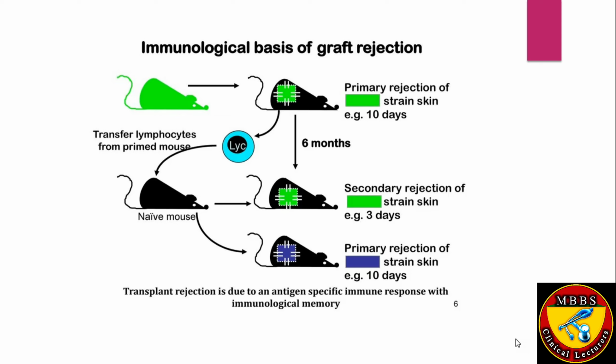This is the immunological basis of graft, that is how the graft is rejected. For example, just for understanding the concept, we have taken a green strain mouse and a black strain mouse. We took a tissue, or graft, from the skin, and we implanted it onto the black strain mouse. Initially a primary rejection will take place, within a week or even more, not more than 10 days. A primary reaction, which is known as the first set reaction, is a T cell mediated reaction, and it will cause the rejection of the tissues.